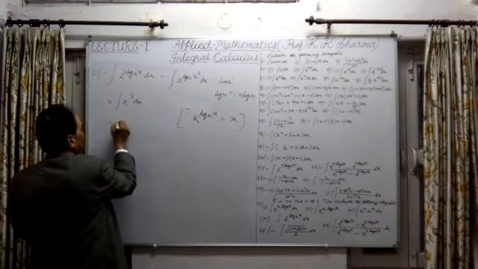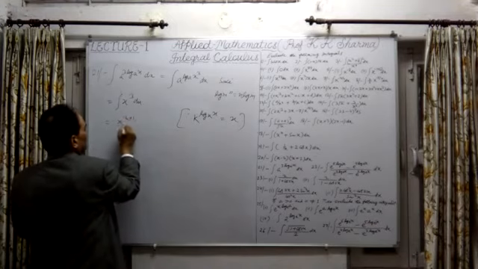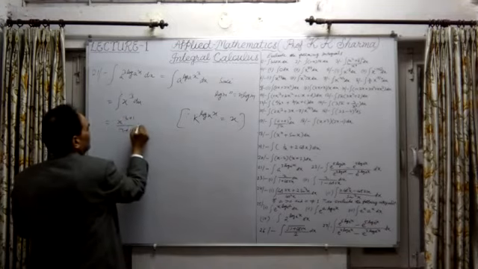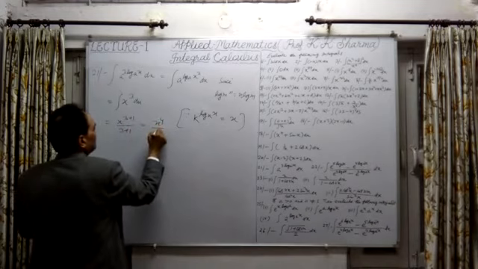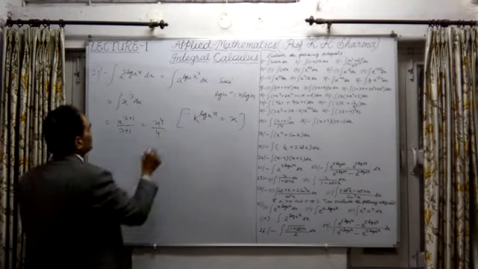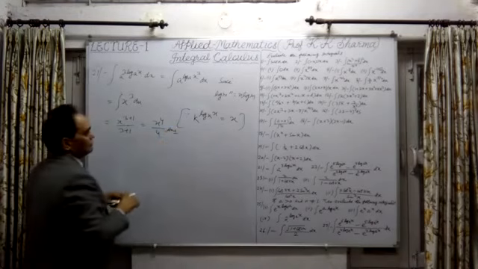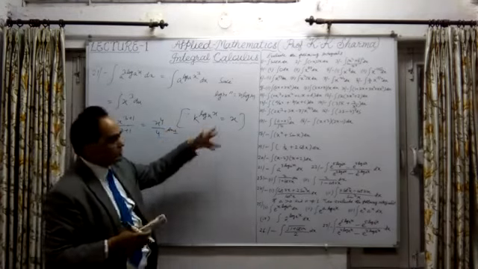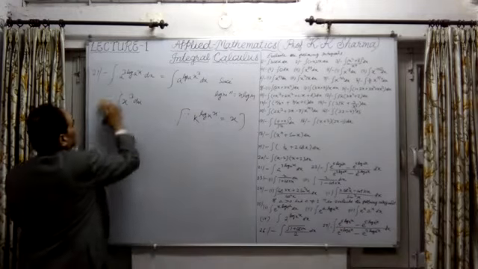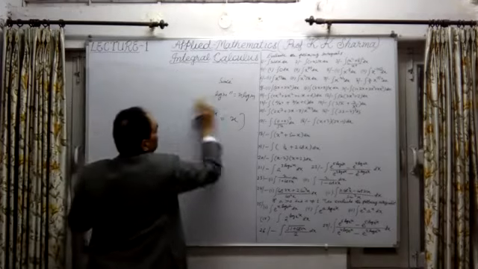Now we can integrate this. This is x raised power 3 plus 1 upon 3 plus 1, which is equal to x raised power 4 upon 4. Final answer. This formula is to be remembered. Only then we can calculate these questions here. Question number 21 we have done.